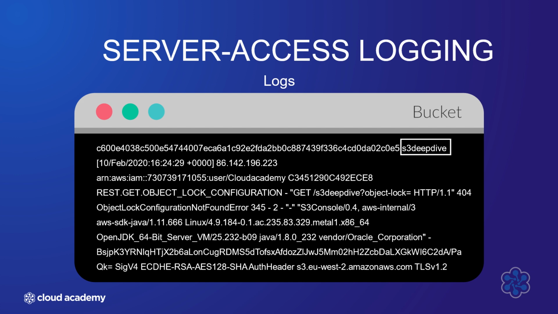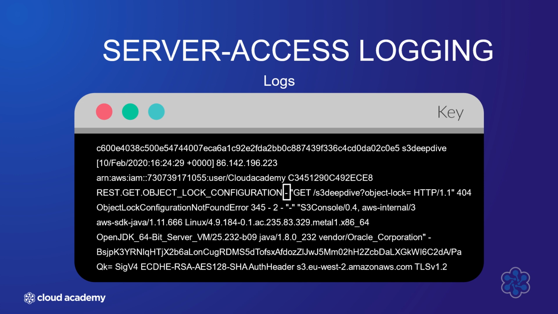Bucket. This shows the name of the bucket related to the request. Time. This is a timestamp of the request in UTC. Remote IP address. This represents the internet address of the identity carrying out the request. The requester. For authenticated users, this field will show the IAM identity. For any unauthenticated users, a hyphen will be displayed instead. Request ID. A random string to identify each request. Operation. This will display the operation of the request that was carried out.